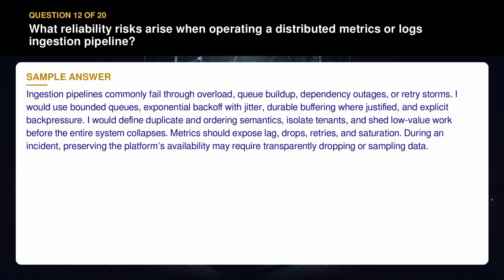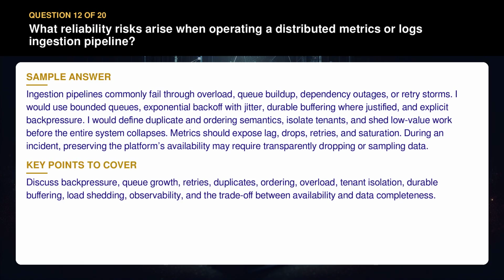Question 12. What reliability risks arise when operating a distributed metrics or logs ingestion pipeline? Ingestion pipelines commonly fail through overload, queue buildup, dependency outages, or retry storms. I would use bounded queues, exponential backoff with jitter, durable buffering where justified, and explicit backpressure. I would define duplicate and ordering semantics, isolate tenants, and shed low-value work before the entire system collapses. Metrics should expose lag, drops, retries, and saturation. During an incident, preserving the platform's availability may require transparently dropping or sampling data.